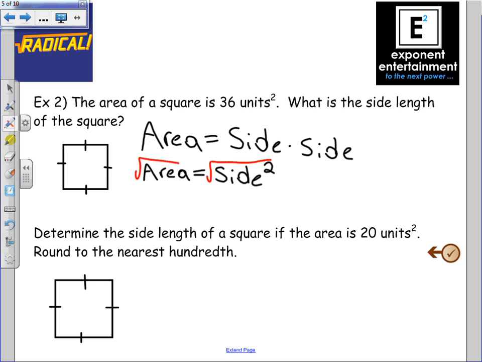Is equal to just one side. So, what's the side length of the square? 6.